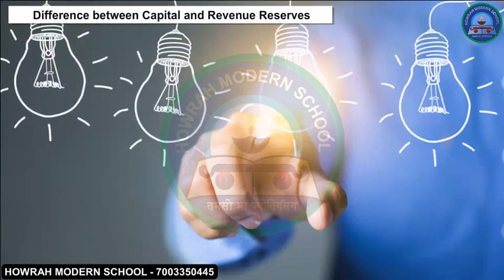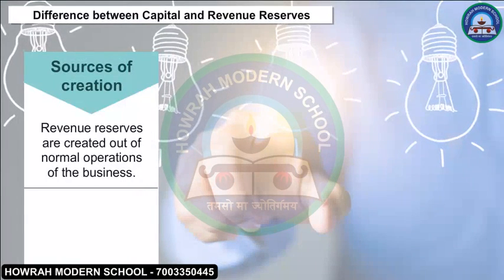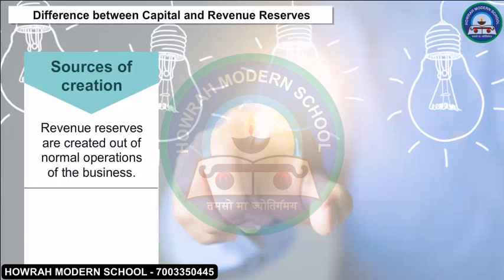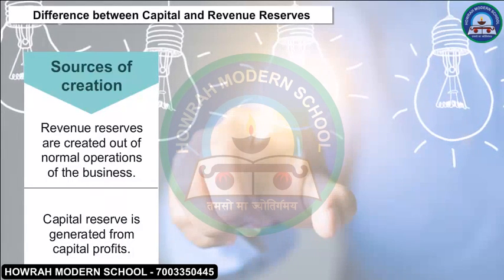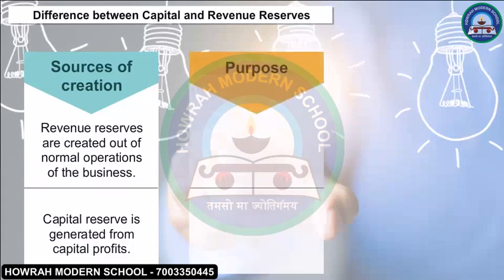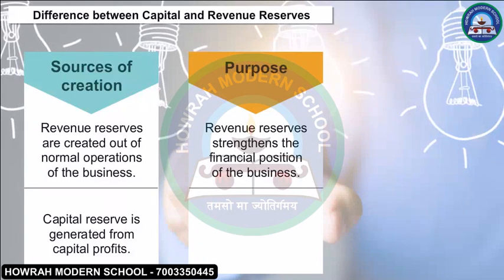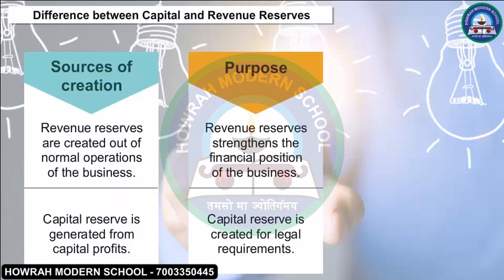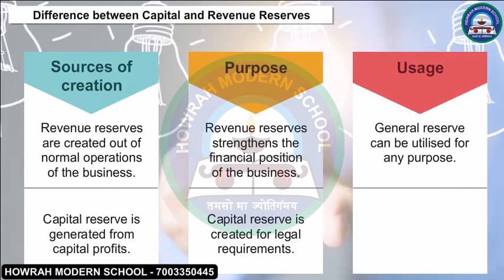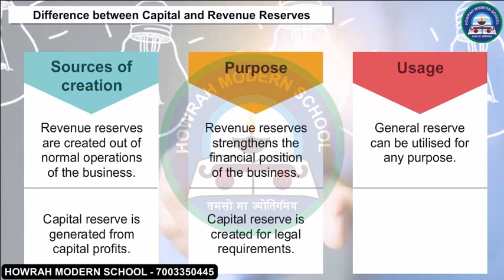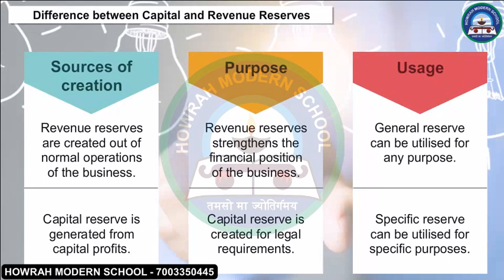Difference between capital and revenue reserves. Sources of creation. Revenue reserves are created out of normal operations of the business, whereas a capital reserve is generated from capital profits. Purpose. Revenue reserve strengthens the financial position of the business, whereas capital reserve is created for legal requirements. Usage. General reserve can be utilized for any purpose, whereas specific reserve can be utilized for specific purposes.